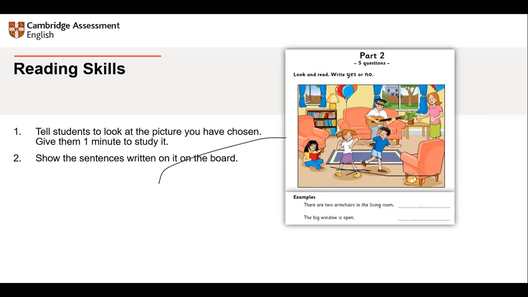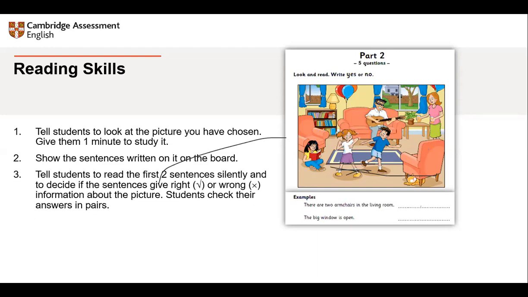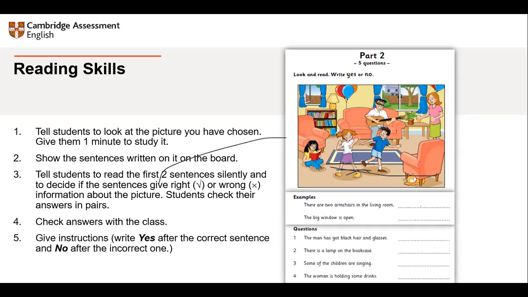And then together with the students, you can build their understanding, and then tell students to read the two sentences and decide if they are right or wrong. Then you can check the answers with the class. And lastly, you can give the students instructions. Okay, you have some more sentences, and then read them and say yes, no. If we are talking here about synchronous remote teaching, where you are together with the learners, right?